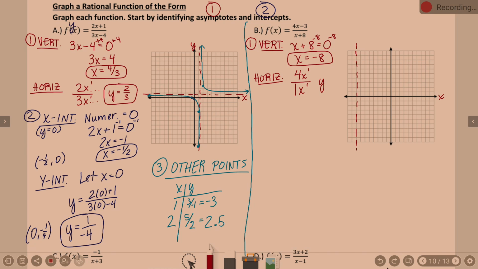So since the powers are the same, what do we use? Ratio. We use the ratio of the coefficients. So 4 over 1, which is, in other words, y equals 4. So now on your y-axis, go to 4. And this is a horizontal asymptote. Okay. Let's review from yesterday, right? Those asymptotes we should hopefully begin to be pros at.